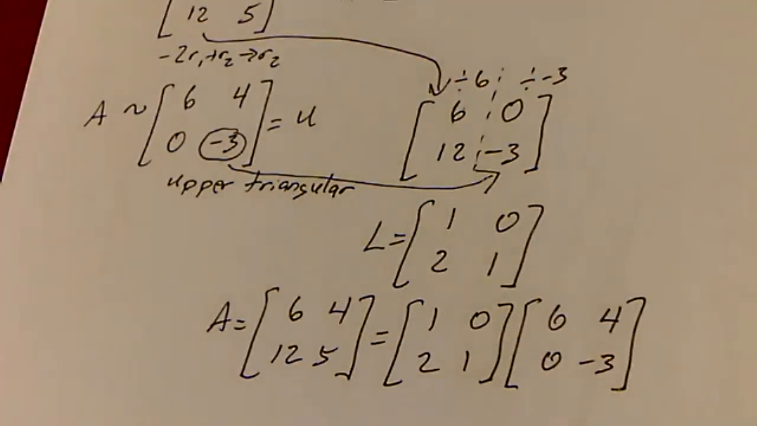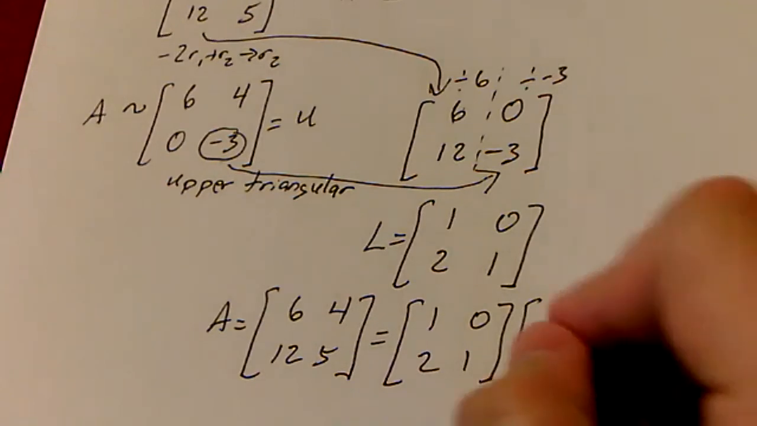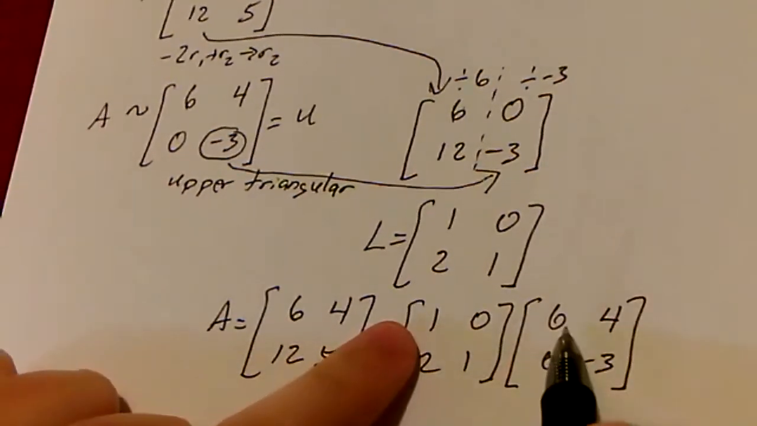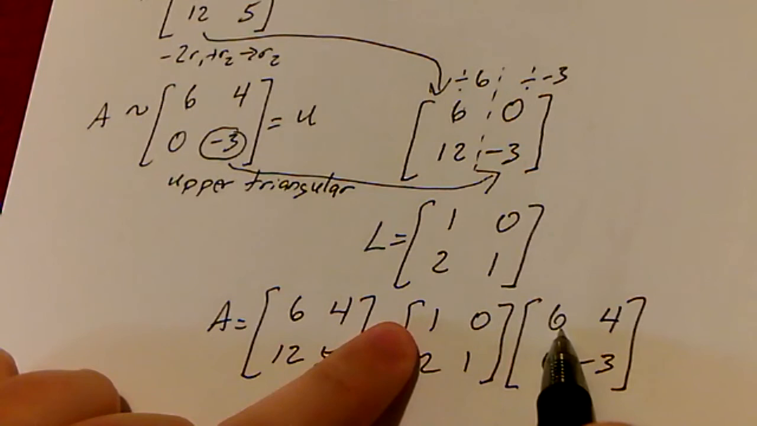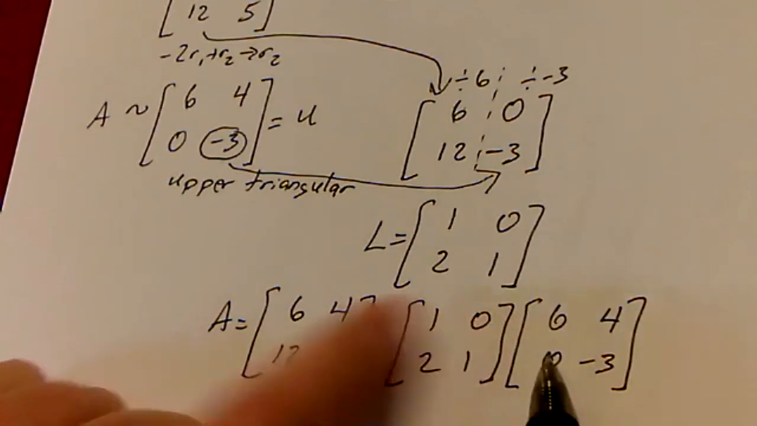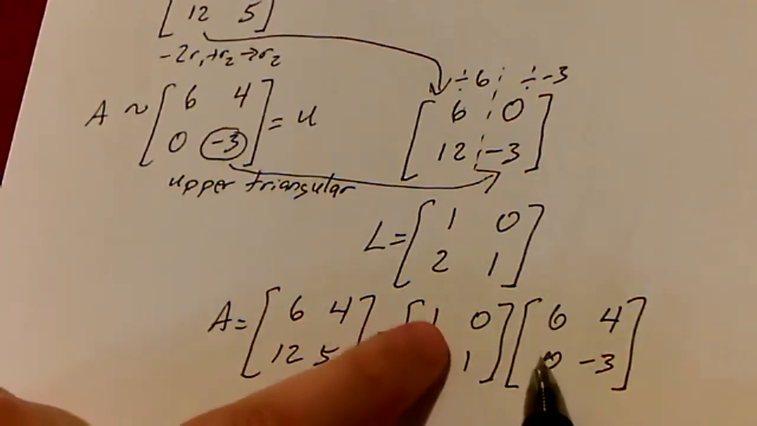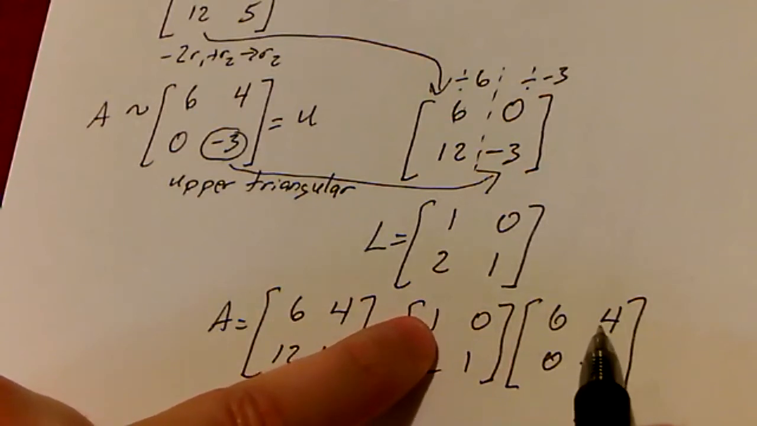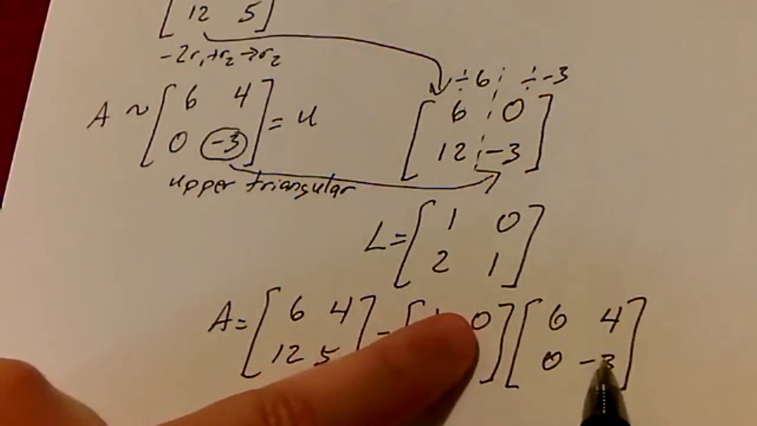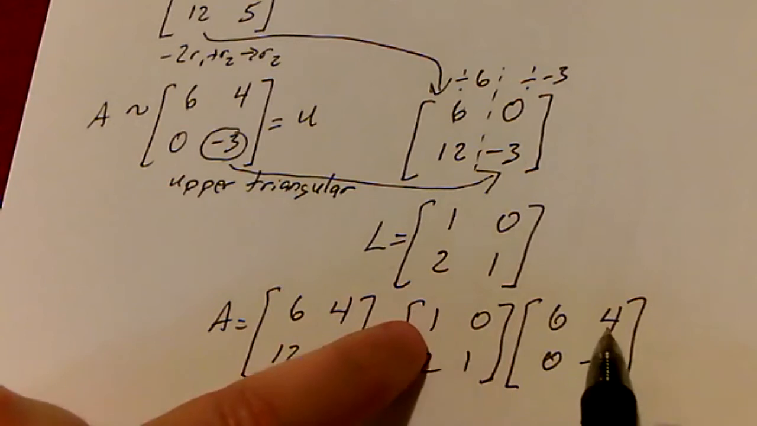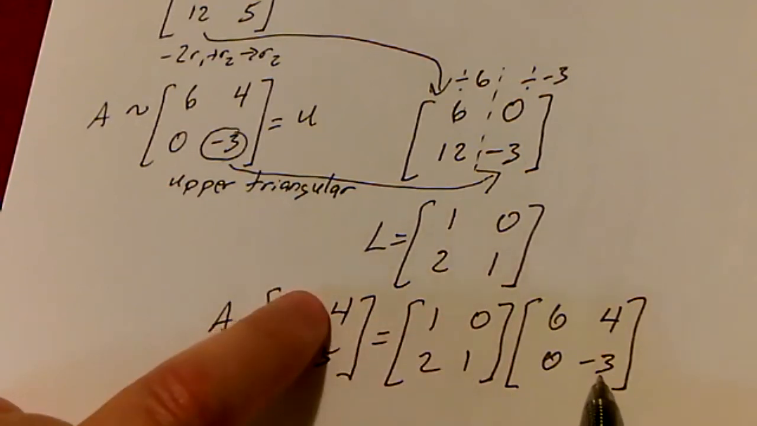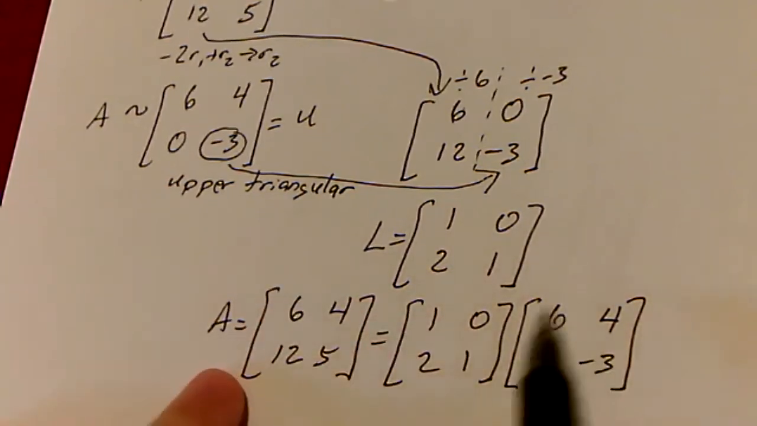Nothing wrong with going through and making sure that you did it right. So go through here and multiply. 1 times 6 is 6. 0 times 0 is 0. 6 plus 0 makes 6. First row, first column. First row, second column. 1 times 4 is 4, plus 0 times -3. So 4 plus 0 is 4. First row, second column matches.